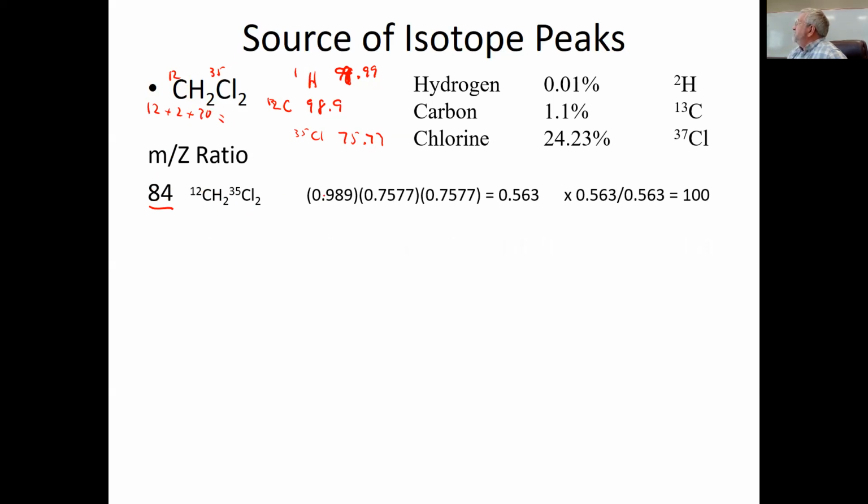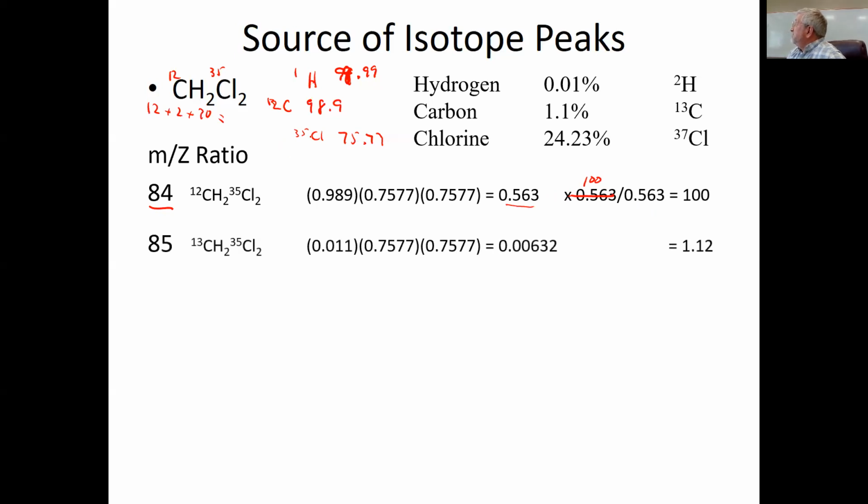And so if you have this, it's just a probability calculation. You know, the probability of carbon 12 is 0.989. We ignore the hydrogens, they're just 0.999. And the probability of chlorine 35 is 0.7577. But we have two of them, there's two possibilities, so it doubles it. And so this would be the overall probability of having this peak. And that means this is going to be the largest peak. So what I can do is take that and multiply it by 100 over 0.563, and that gives me 100.